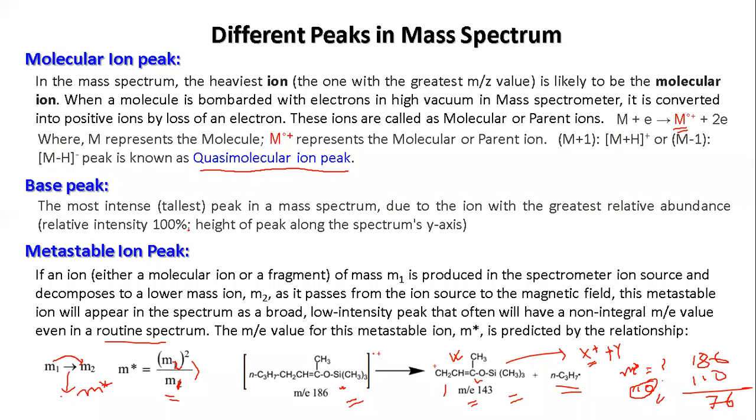And generally, in general cases, the ions which are most stable, that will be reaching to the detector in maximum number, because that will not undergo fragmentation further easily. Okay, so that is the case. The most stable ion we generally see as the base peak. Metastable ions have to be related with this equation. Okay, so these are the different points.